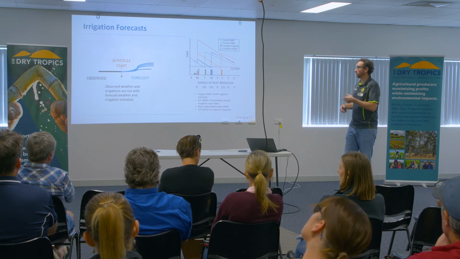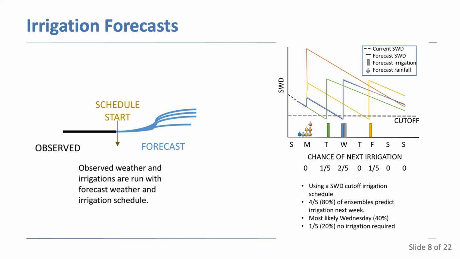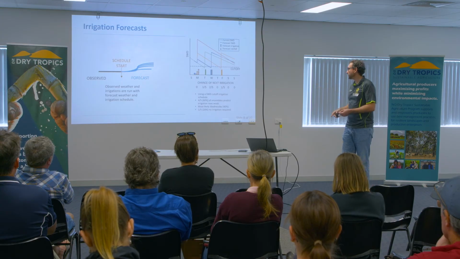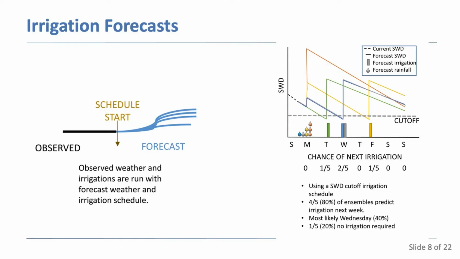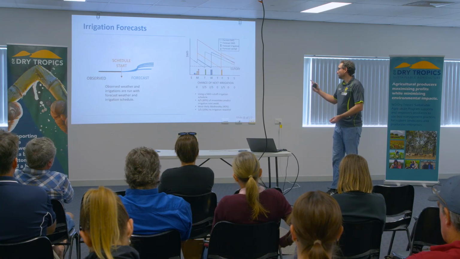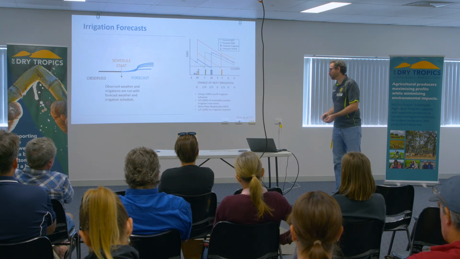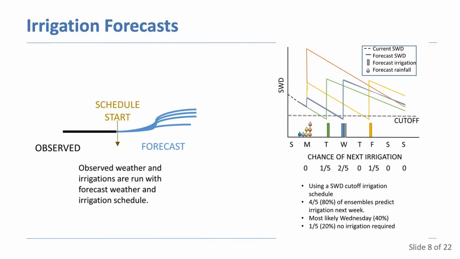So this was my attempt to try and show just how that works. Like I said, we start off, we run the observed data, we feed the model a bunch of different forecasts. For each of those forecasts, we project the soil water deficit. If 2 out of 5 of those forecasts say you're going to hit that soil water deficit on Wednesday, and one may say it's Friday, 4 out of 5 say you're going to need to irrigate at some point in the next week. So 80% chance of irrigation next week, most likely on Wednesday.